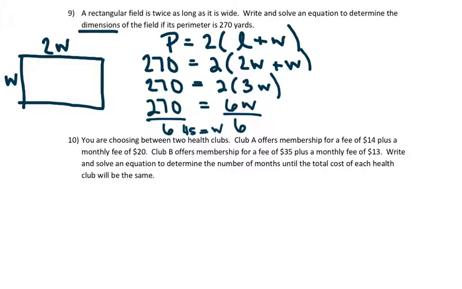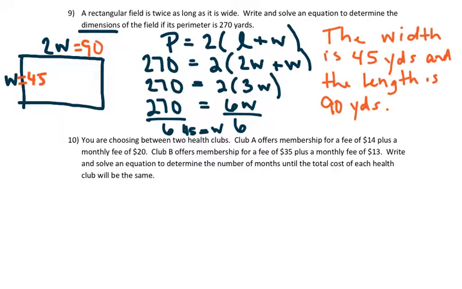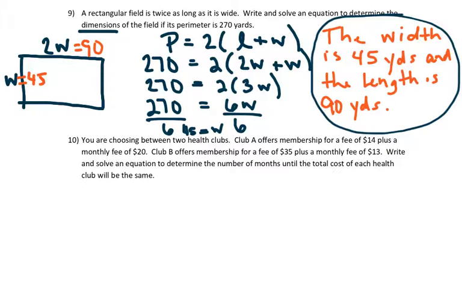And if 45 is the width, then 2 times 45 is the length, and 2 times 45 is 90. So now we just write it in sentence form. So there's my answer. The width is 45 yards, and the length is 90 yards.